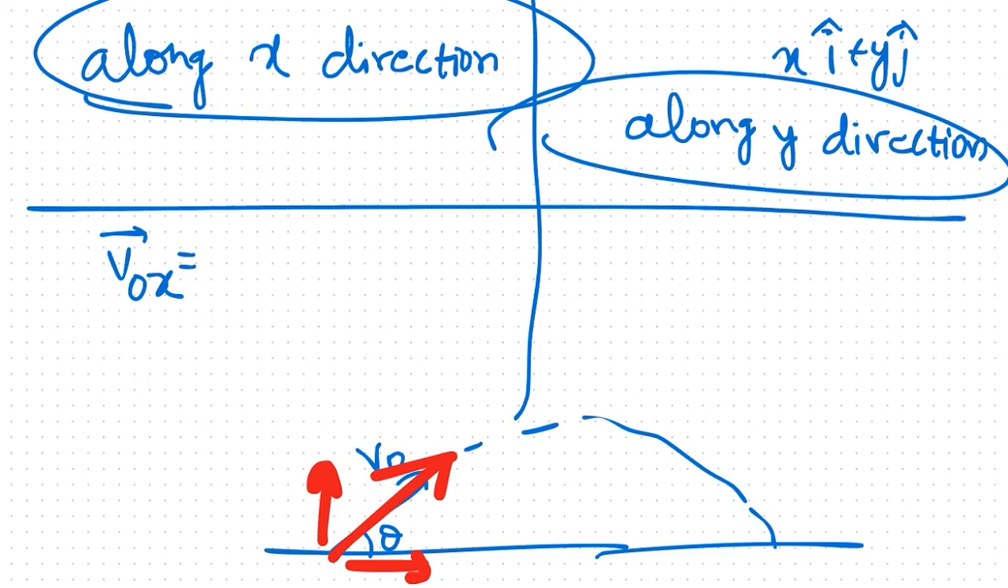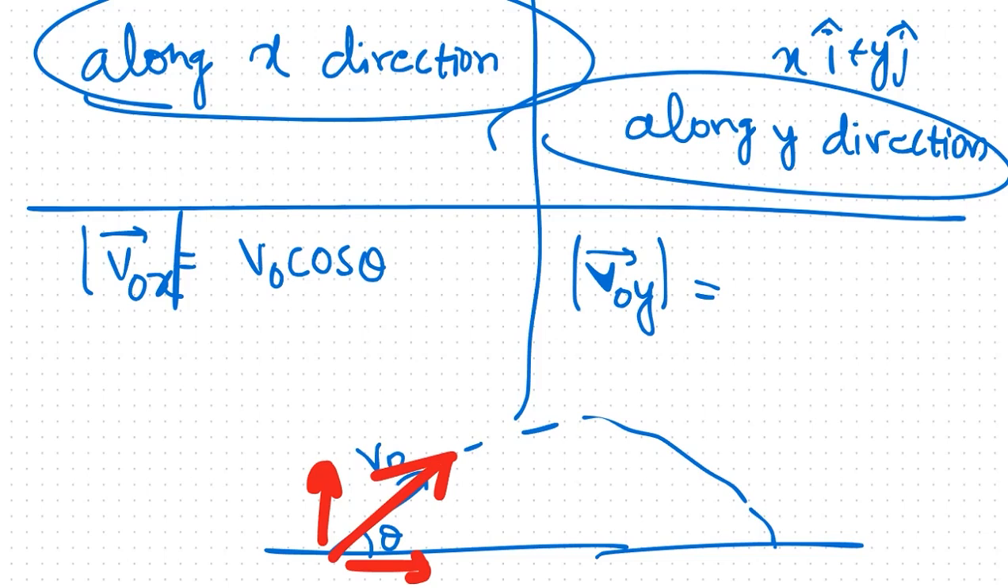So along x direction, initial velocity will be this component, right? That is how much? V naught cos theta, right? So that is the magnitude of this velocity. What about y direction? What is the velocity? Let's say v naught y, v naught sin theta, right? So v naught y equals v naught sin theta. Good. So this is the initial velocity.